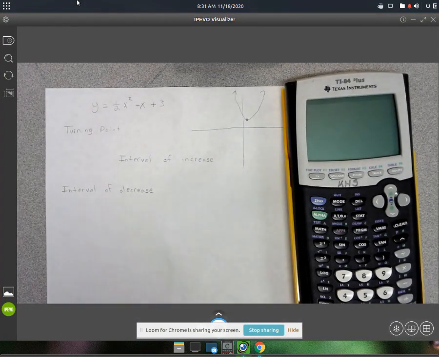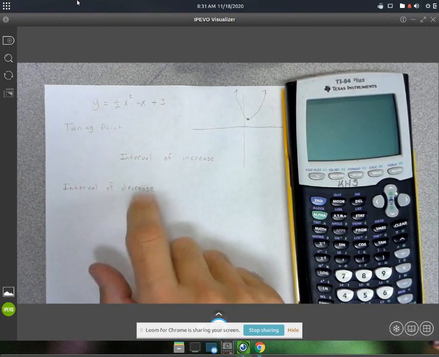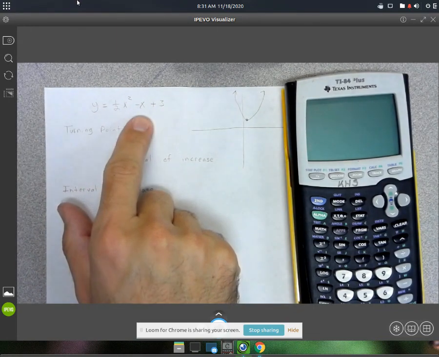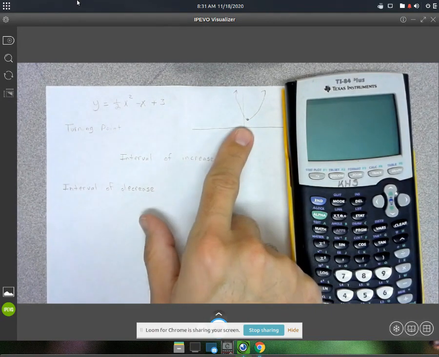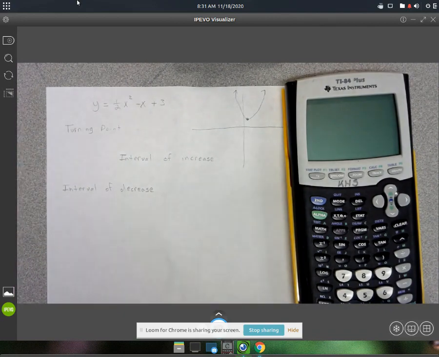All right, so in this video, we're going to be looking at finding the turning point and the interval of increase and decrease for a specific function. I've already got it graphed over here, and I recommend that you do this for each of these. It's going to make finding these a little bit more straightforward.